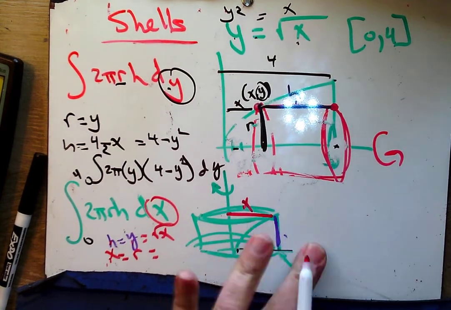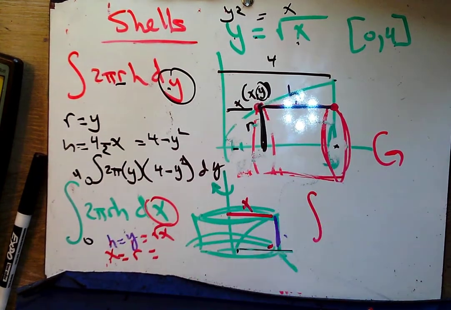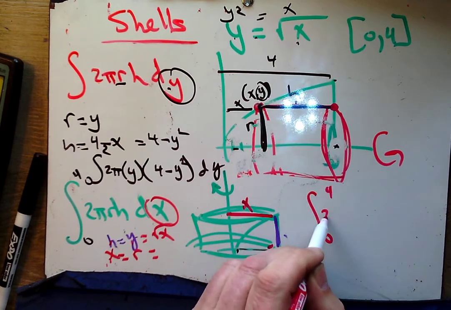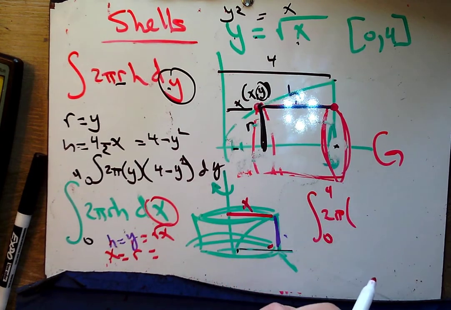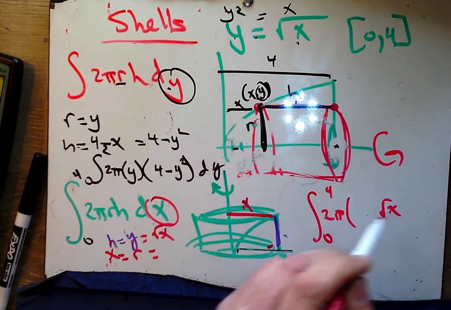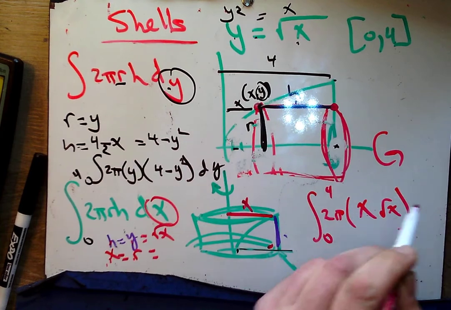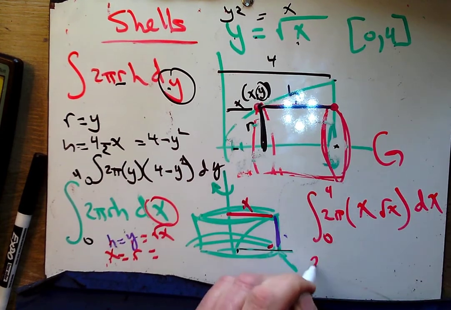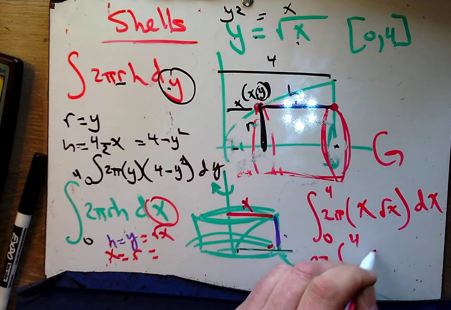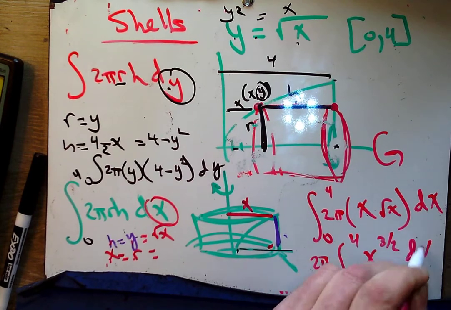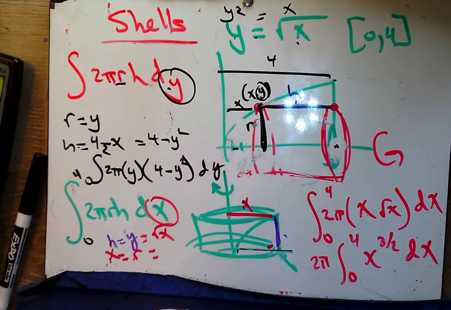So what would my setup look like? Well, I'd be integrating from 0 to 4 of 2 pi. Height is square root of x. Radius is x dx. And so I get 2 pi integral from 0 to 4 of x to the 3 halves dx. Yeah, I'm pretty sure I can do that integral. Yeah, look at all that stuff.